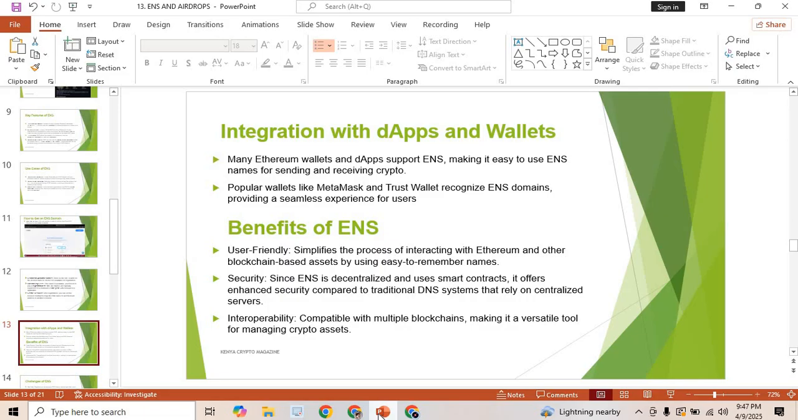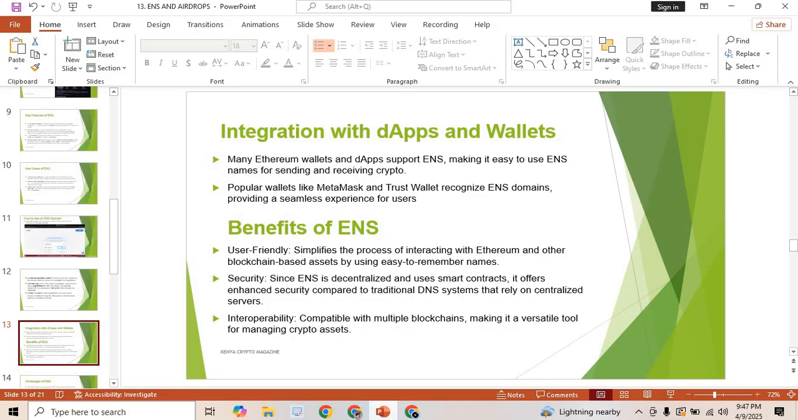Benefits of ENS: number 1, user friendly. It simplifies the process of interacting with Ethereum and other blockchains. Number 2, security. Since the ENS is decentralized and uses smart contracts, it offers enhanced security compared to the traditional DNS system that relies on centralized servers. And these centralized servers are basically systems owned by someone, and they can fail any day. You can find people saying, "Oh, our domain system today is down. Give us some time. We'll be back shortly," and stuff like that. So they can actually fail. But with the decentralized ecosystem, they're not controlled by anyone, so they provide more security.